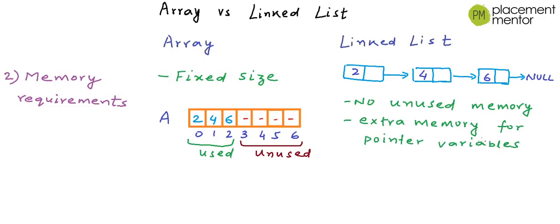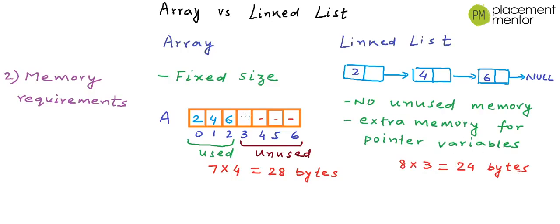And this extra memory requirement for pointer variables in a linked list cannot be ignored. In a typical architecture, let's say, integer is stored in 4 bytes and pointer variable also takes 4 bytes. So the memory requirement for this array of 7 integers is 28 bytes, and the memory requirement for this linked list would be 8 into 3, where 8 is the size of each node, 4 for integer and 4 bytes for the pointer variable. So this is 24 bytes.